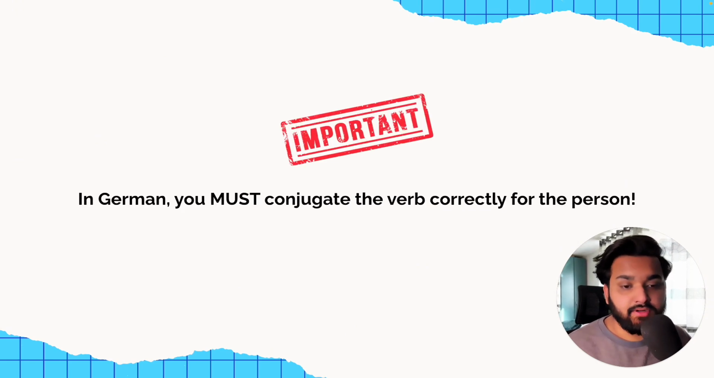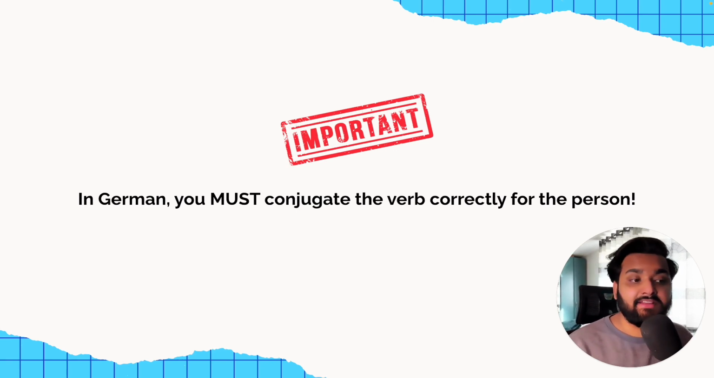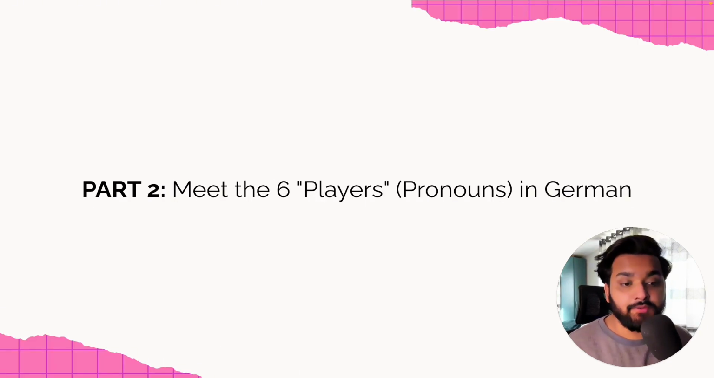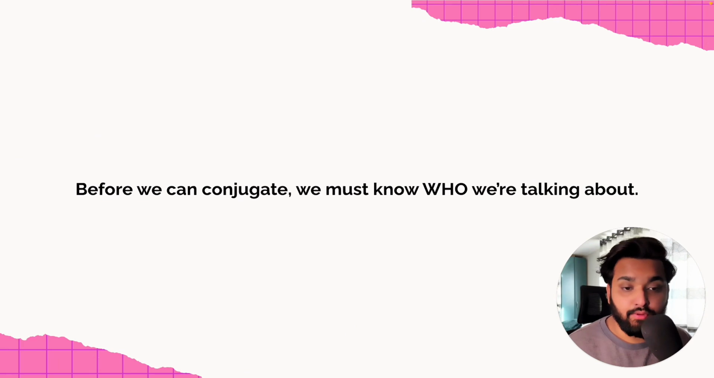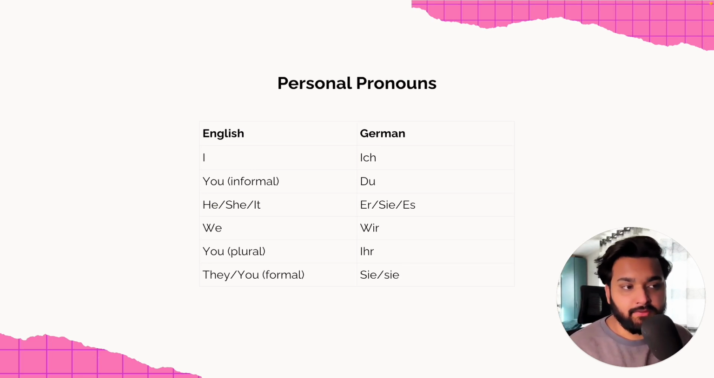And here's an important thing to remember. In German, you must conjugate the verb correctly for the person. For each person, you have a different conjugated form. So let's continue with part number 2, which is meet the 6 players, known as pronouns in German. The most important thing is, before you can conjugate, we must know who we are talking about. That's why now we are going to take a look at personal pronouns in German.